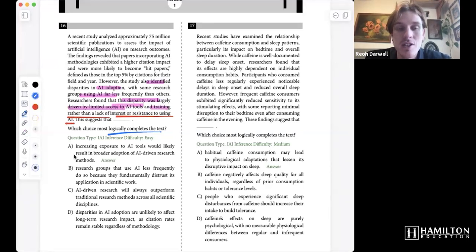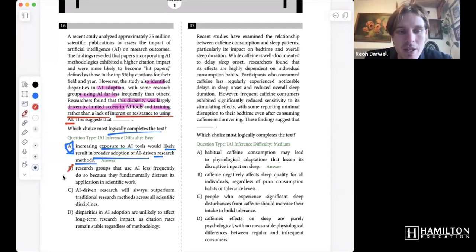The thought is basically going to be, this suggests that the more we increase access to AI tools, the more likely we'll see adoption increase, and the more likely we'll see better papers, right? So A says that. Increasing exposure to AI tools, the opposite of limiting access, would likely, so that's safe, result in broader adoption of AI-driven research methods. Perfect. Exactly what we want.